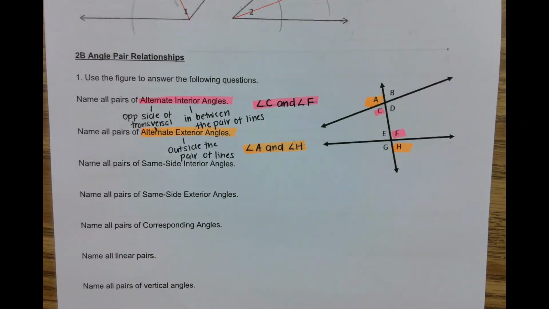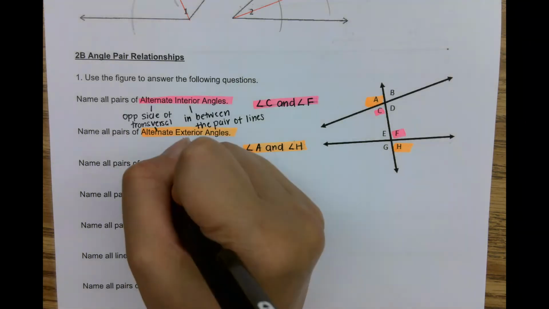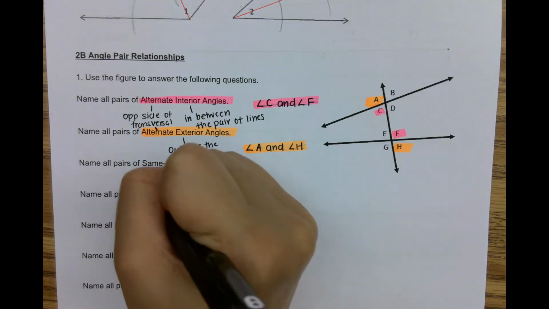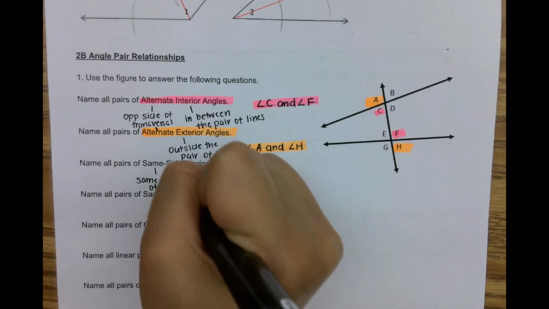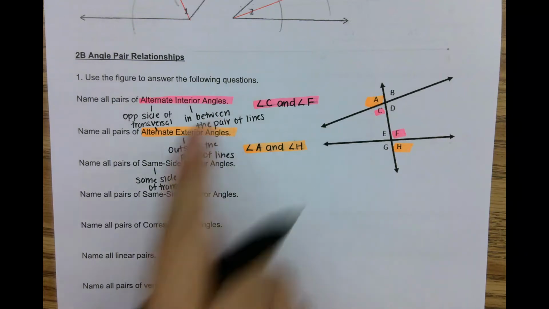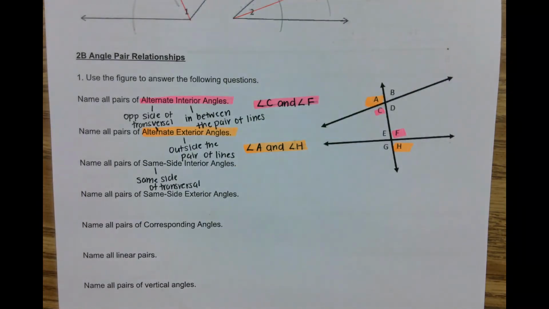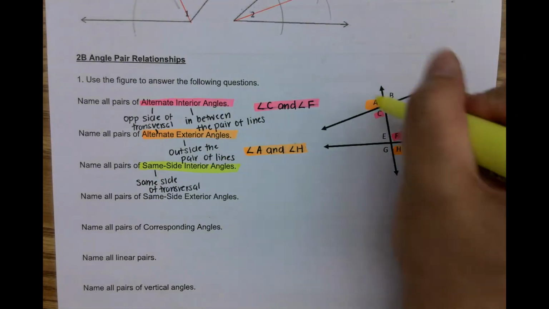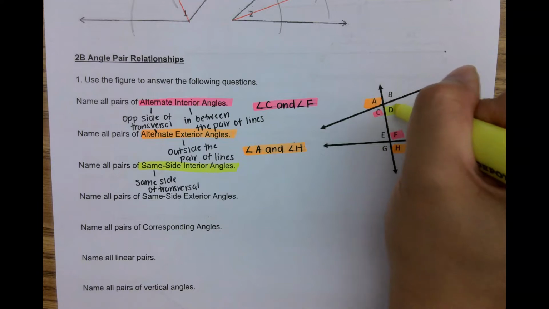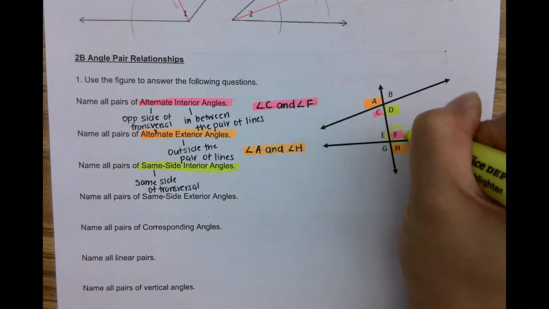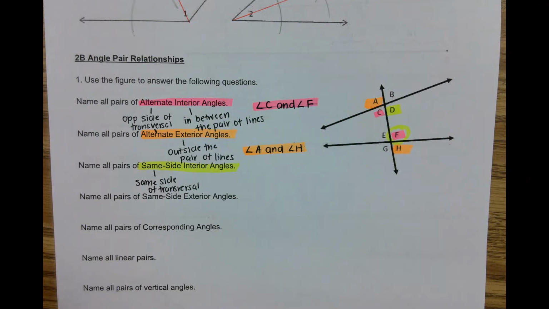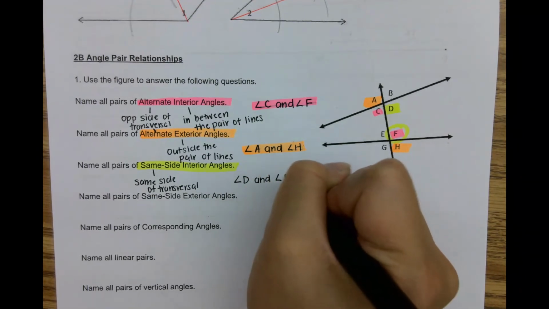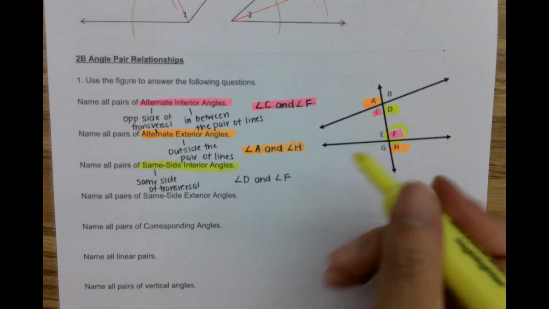When it's same side, it means same side of the transversal. We already went over what interior means. Interior is in between the pair of lines. So an example of same side interior angles would be D and F. The other pair is angle C and angle E.